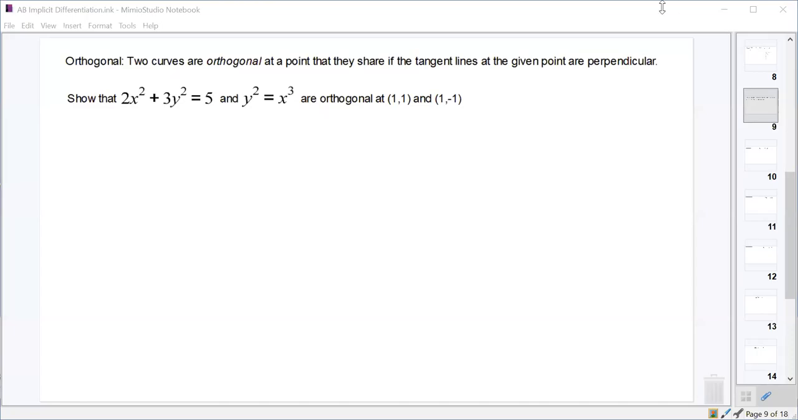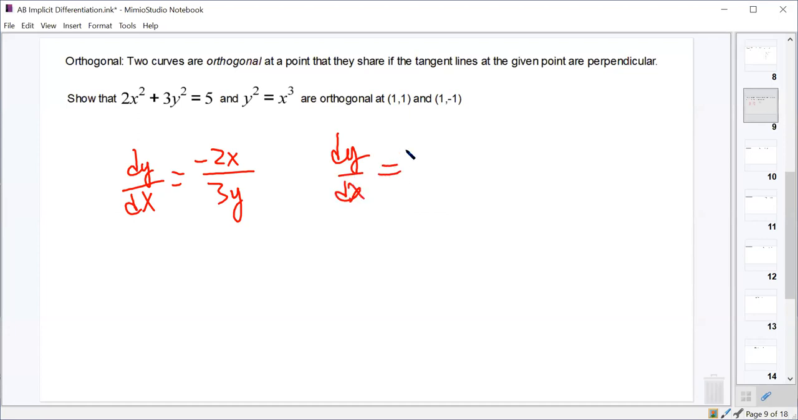All right, let's do this orthogonal curve. We had already gotten our derivatives, I think, right? We ended up with a derivative over here of dy/dx for the first one. Oh, what did that come out to be? Negative 2x over 3y. And this other one came out to be dy/dx equals 3x squared over 2y.